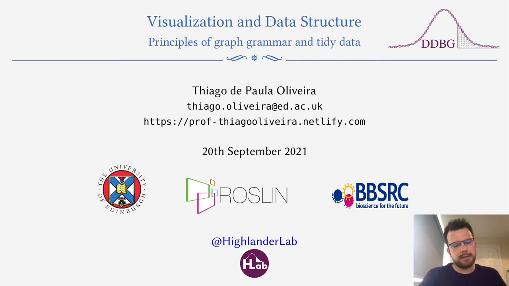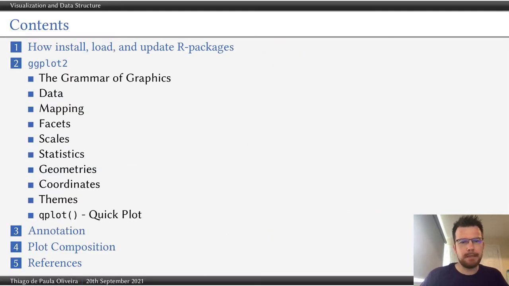And come back to the second part of the lecture. And so let's go to the next slide. Yeah, we have stopped in the geometry subsection. So in this lecture, I will show the last example using the stat summary, and then we will talk about the coordinates, themes, and quick plot. And to finalize this lecture, we go through the annotation and the plot composition.